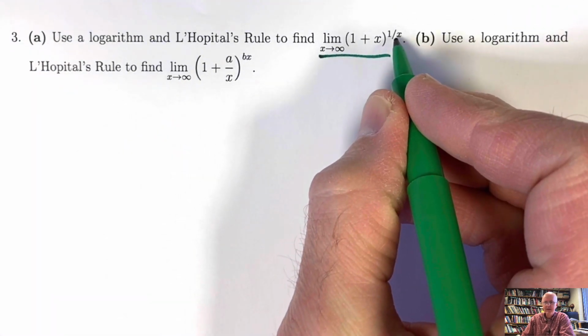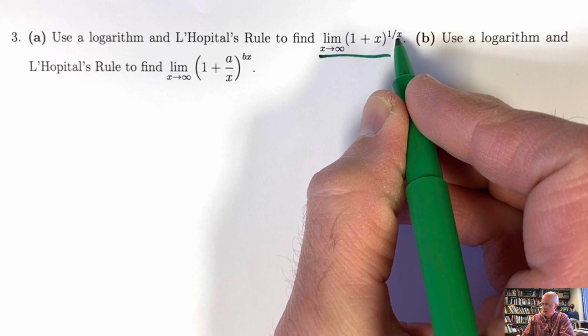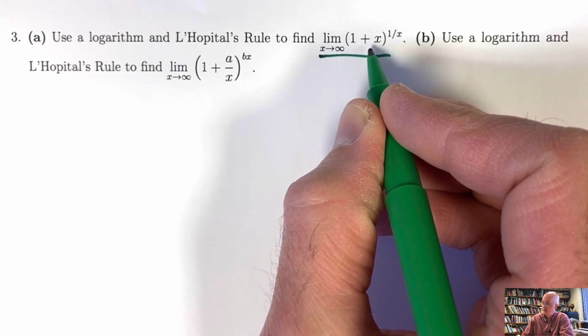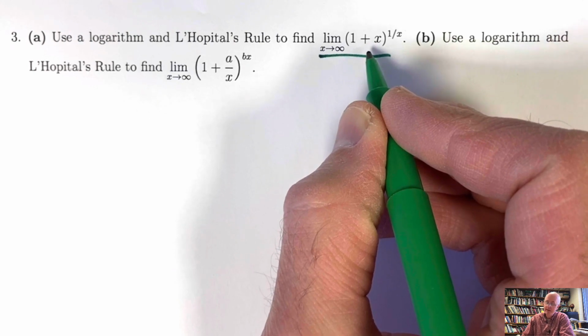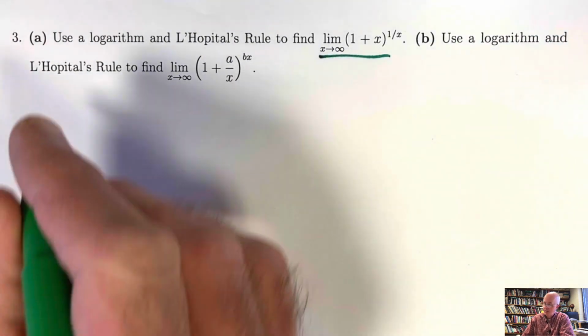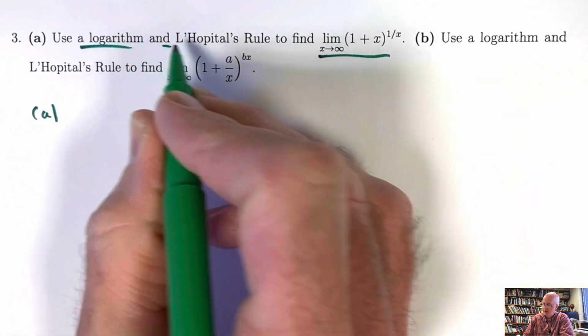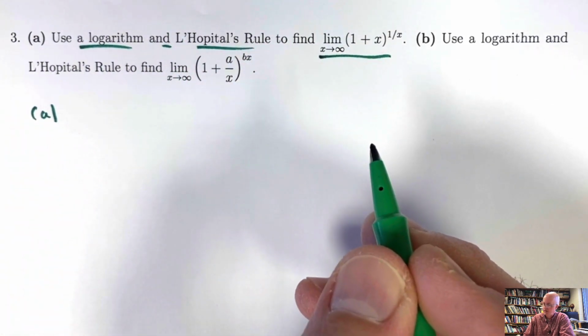Since the exponent is getting closer and closer to 0, you would think maybe, in spite of the fact that the base is getting bigger and bigger, that this approaches 1 in the end. That might be the answer, but it's not completely obvious. We do need to try to confirm it using a logarithm and L'Hopital's rule. How in the world are we going to use a logarithm?